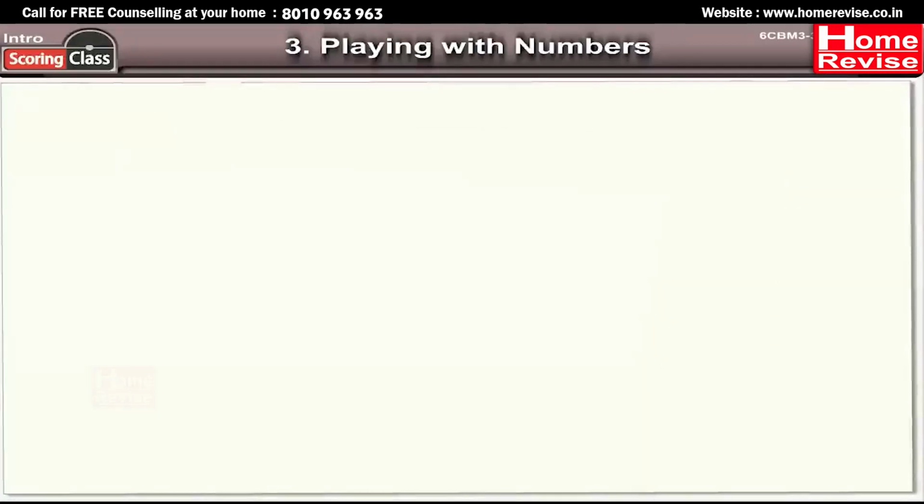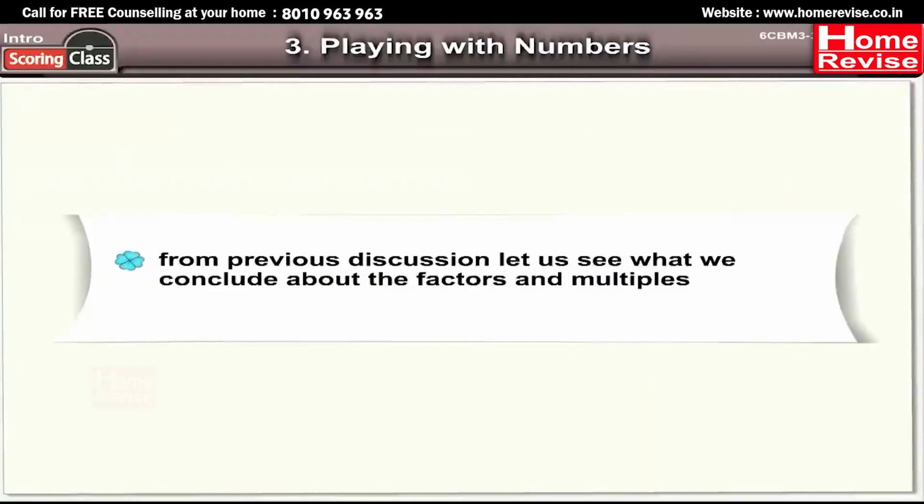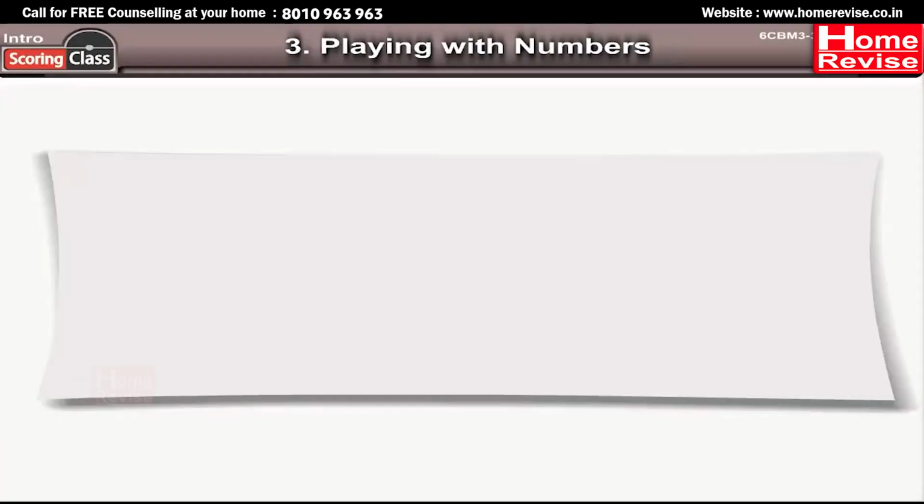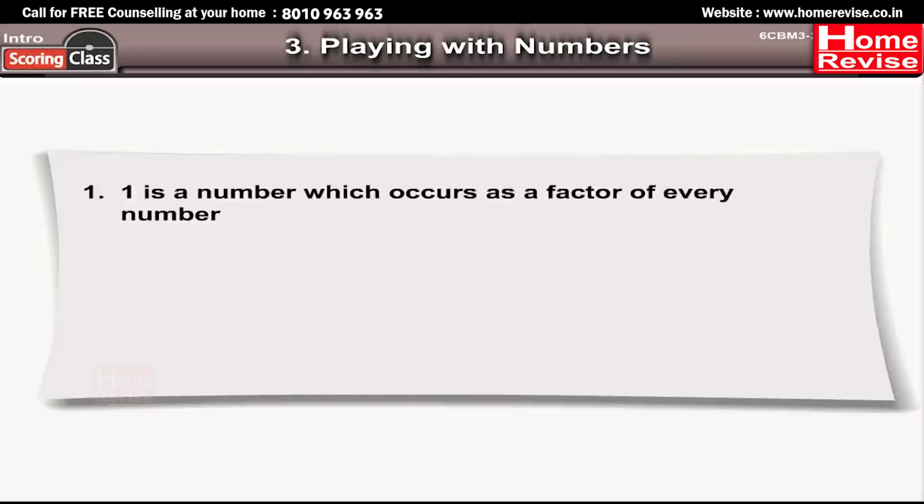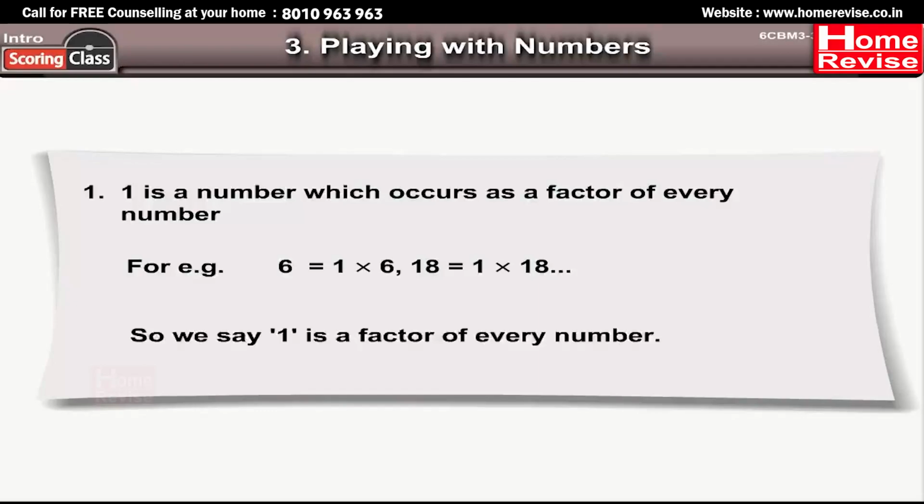Factors and multiples. From the previous discussion, let us see what we conclude about the factors and multiples. Number 1. Now, of course, you know that 1 is a number which occurs as a factor of every number. For example, 6 is equal to 1 into 6, 18 is equal to 1 into 18 and so on. So, we say 1 is a factor of every number.